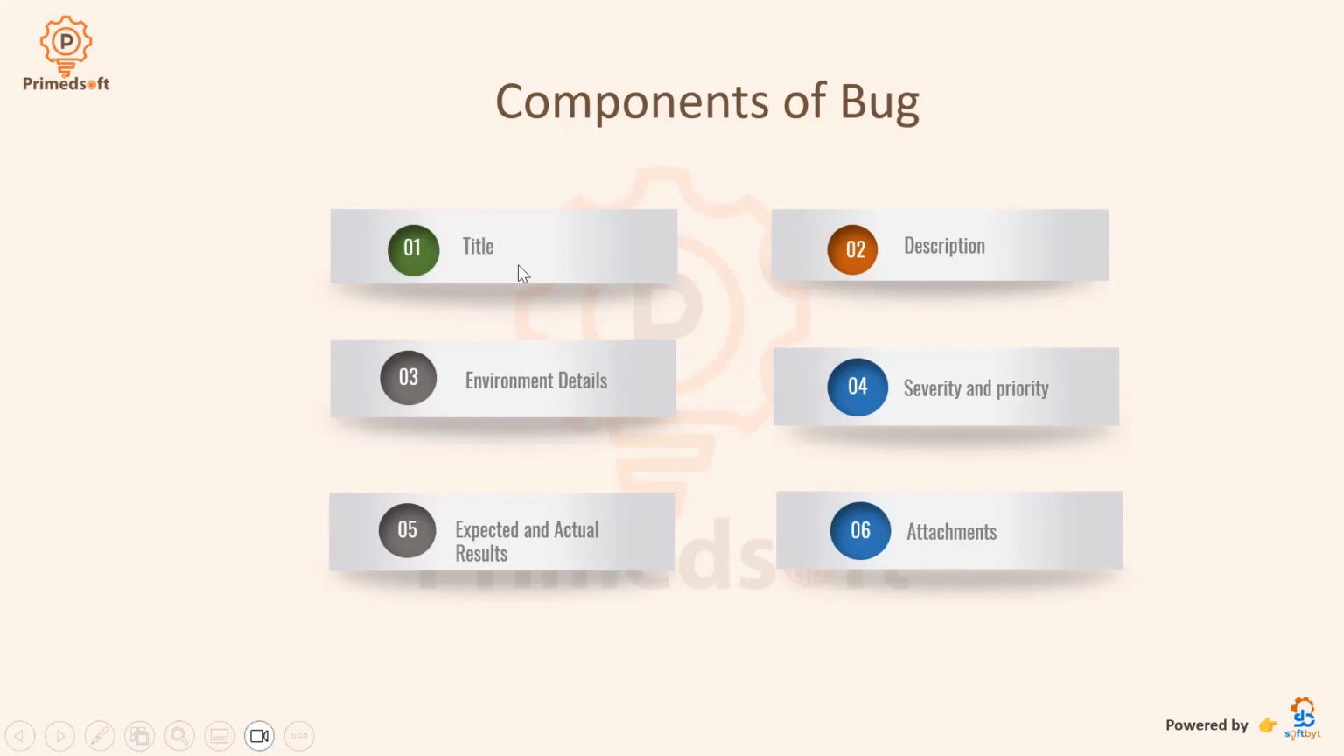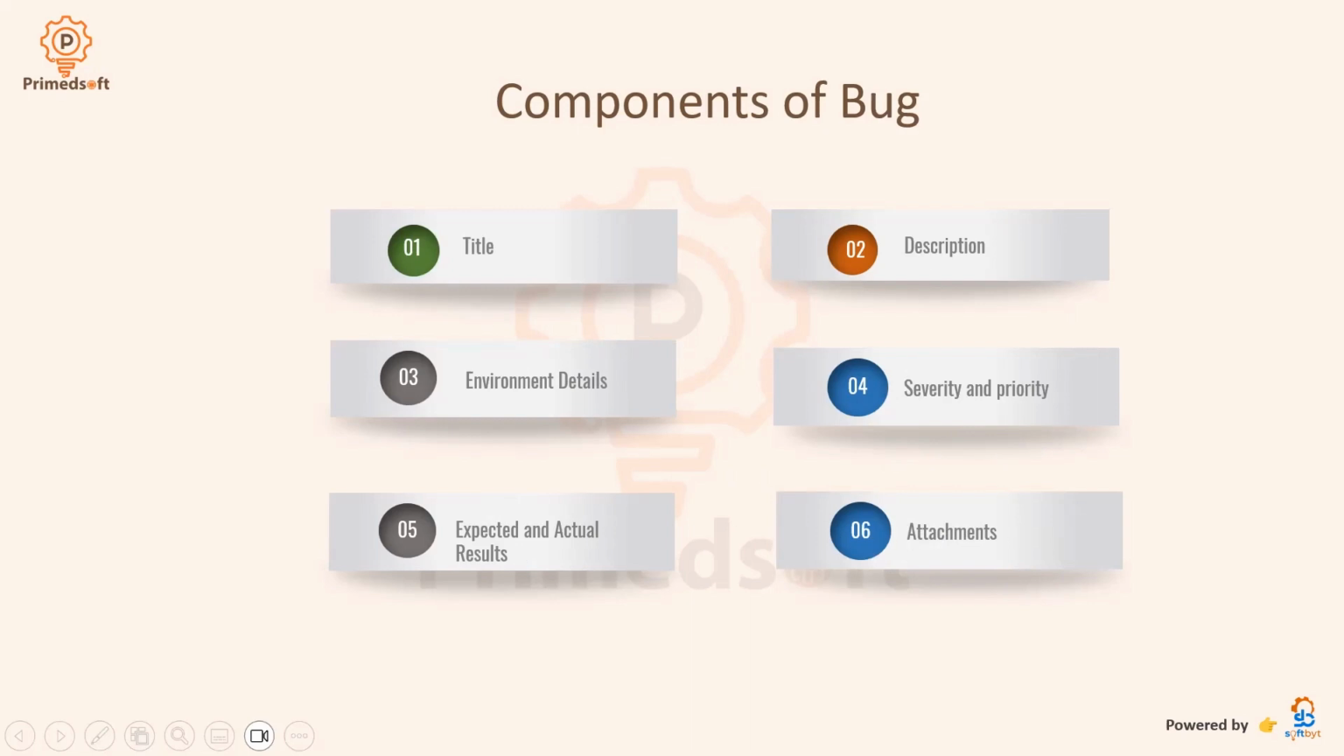This is when you give a clear and concise title of what the bug is, right? Then you give the description, which could include steps to reproduce. Then the environment where you are testing that bug, right? You need to assign severity and priority, and then you need to ensure that you put your expected and actual results, and then you do your attachment, which is your screenshot, files, video, and so on and so forth, right? So these are the components of bugs.